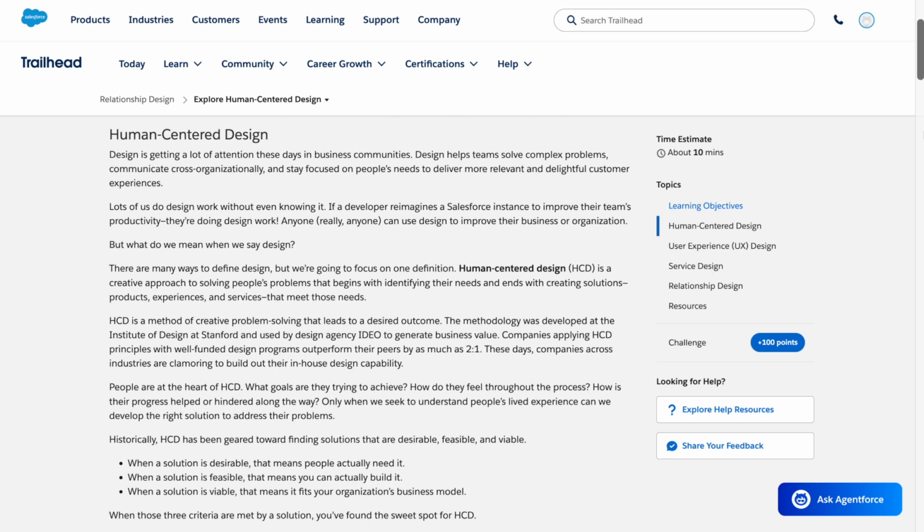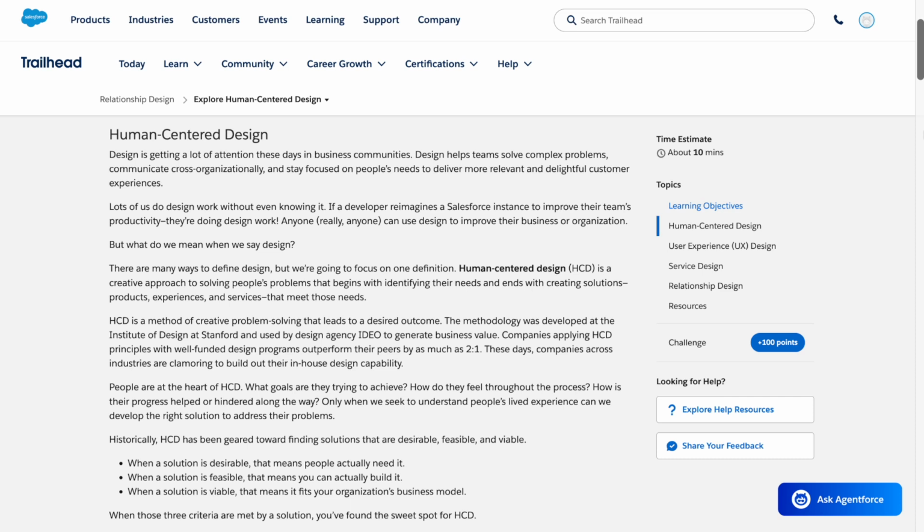Human-centered design. Design is getting a lot of attention these days in business communities. Design helps teams solve complex problems, communicate cross-organizationally, and stay focused on people's needs to deliver more relevant and delightful customer experiences. Lots of us do design work without even knowing it. If a developer reimagines a Salesforce instance to improve their team's productivity, they're doing design work. Anyone, really anyone, can use design to improve their business or organization.